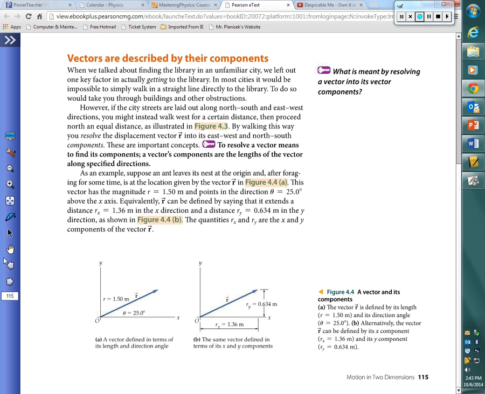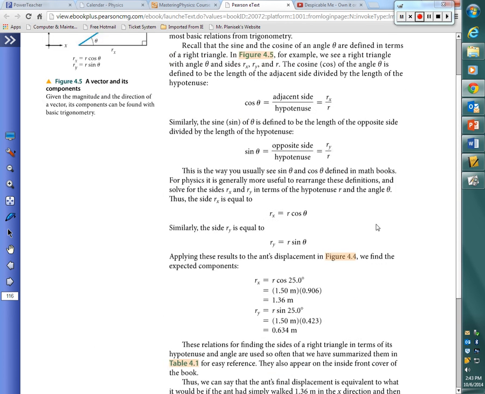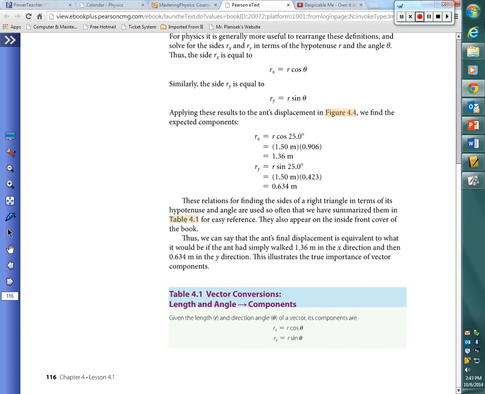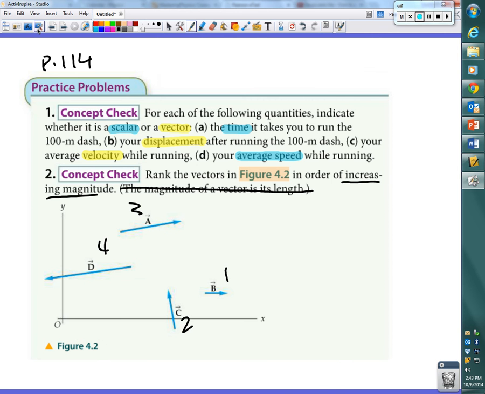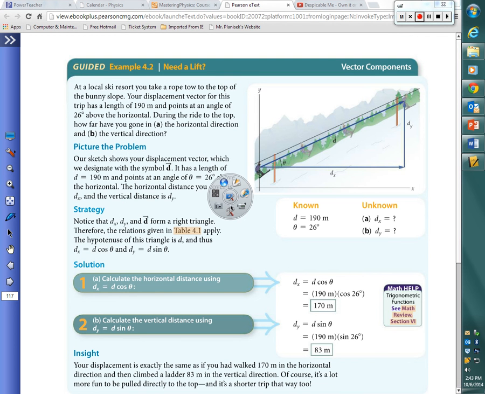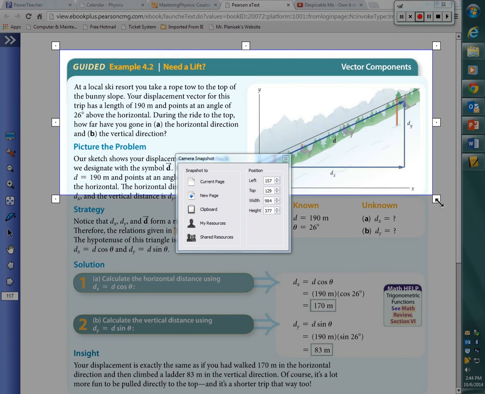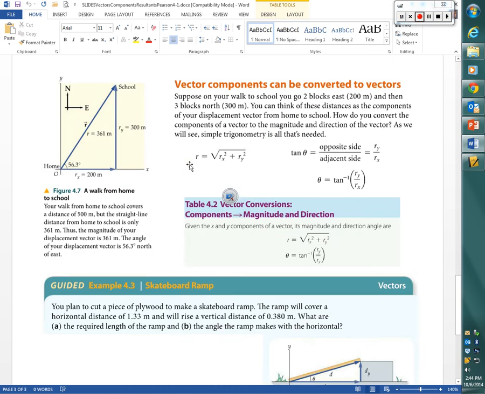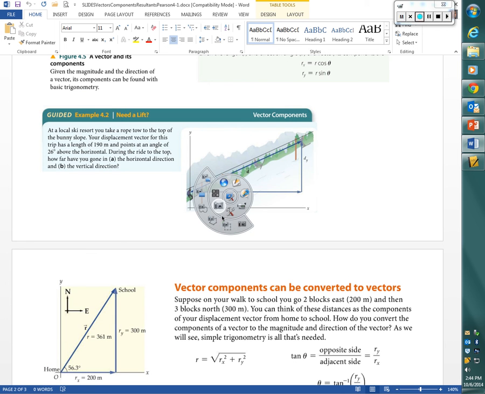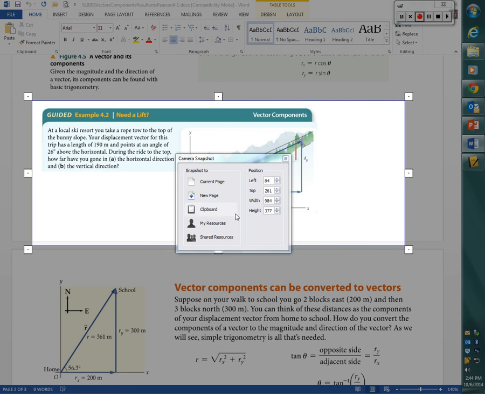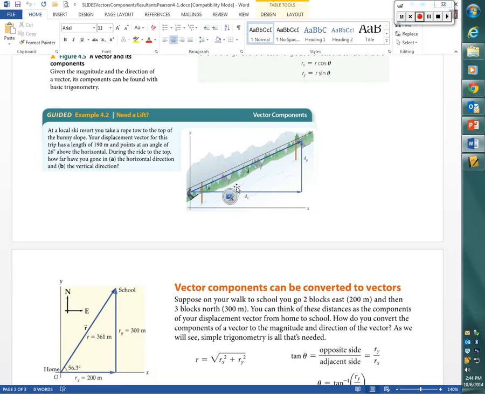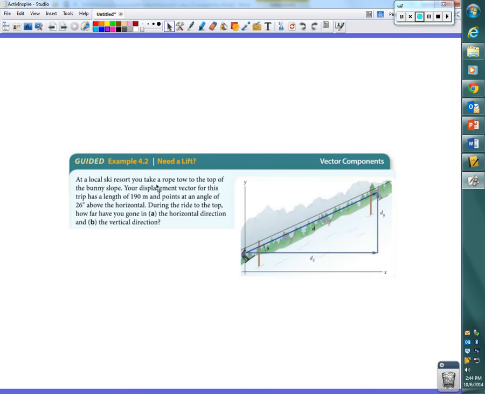For example, on page 116, which is also 117, which is also page 2 of your packet, down at the bottom of page 2, we have guided example 4.2, without the extra mess.